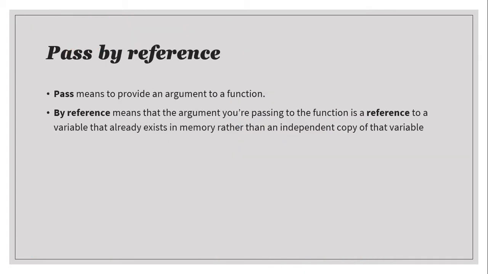Pass by reference means we are providing an argument to a function by reference, which means that the argument we are passing to the function is the reference to the value that already exists in the memory, rather than an independent copy of that variable. If it is a little tough for you to understand, let's break it down. Pass by value, what was that? I was just passing the copy into the function. Here, I'm directly passing the original value.